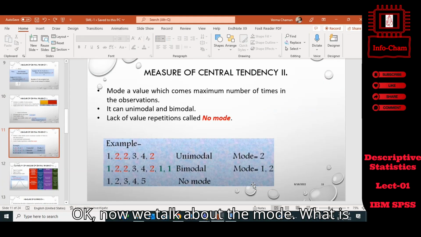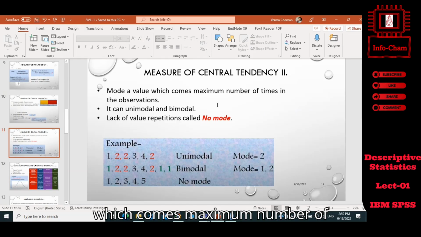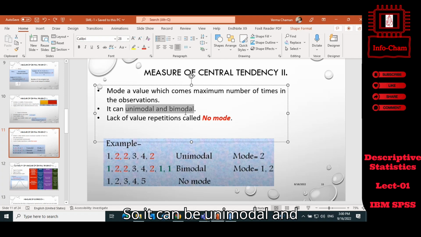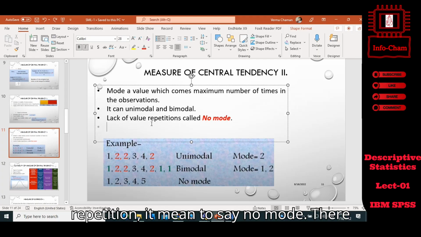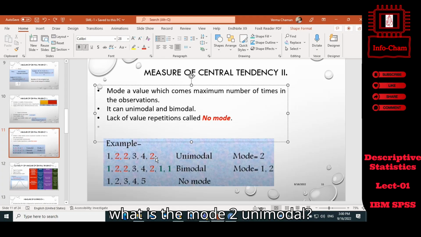Now we talk about the mode. What is the mode? The mode is the value which comes the maximum number of times in our data observations. So it can be unimodal or bimodal. If there is no repetition, it means there is no mode. There is no chance of a mode because there is no repetition. So see in this case, 1, 2, 2, 3, 4, 2. What is the mode?